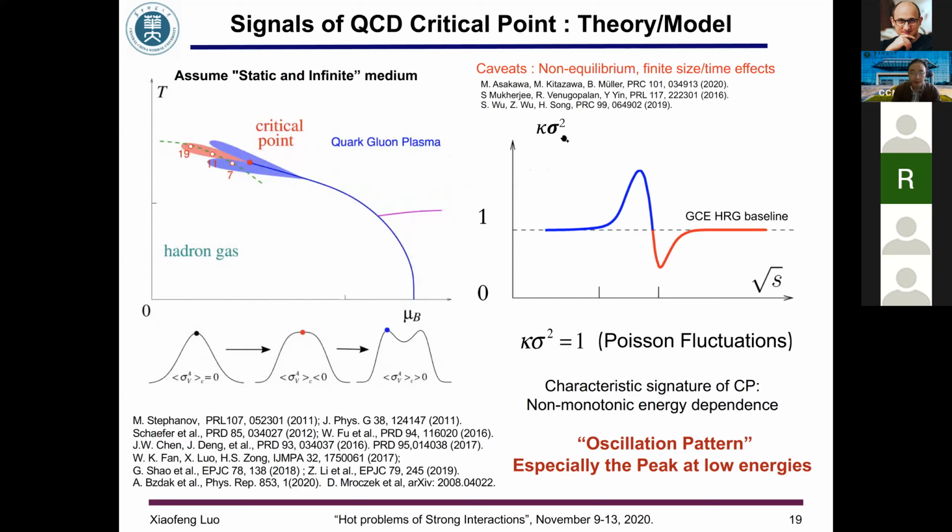Then the fourth order fluctuation will show this non-monotonic oscillation behavior. First you can see the red curve corresponding to this high energy negative contribution region. And when we go down to low energy, which corresponds to high mu B, it will receive a positive contribution from the critical fluctuation, showing large signals. So this is actually a characteristic signature of the QCD critical point, if our collision system's chemical freeze-out line enters into the critical region. This is a pattern that we are trying to search for experimentally.